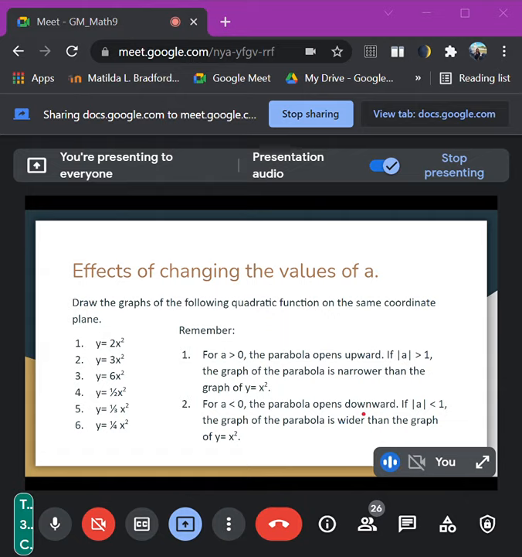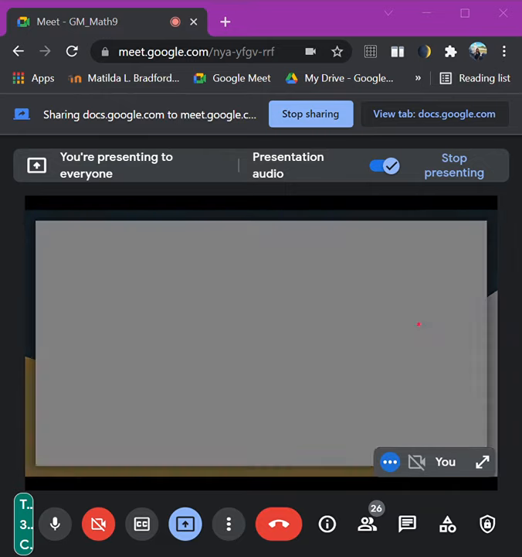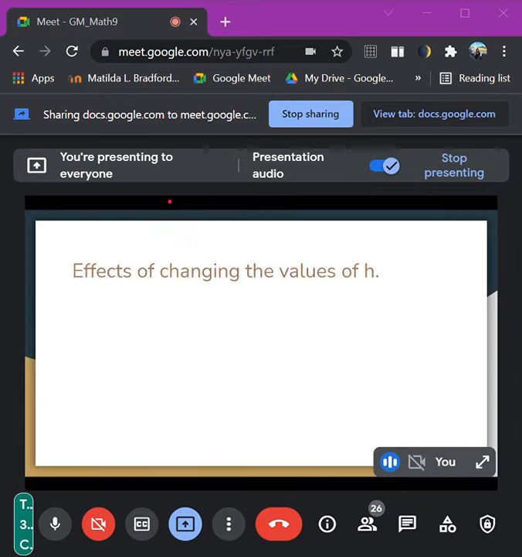So far, do you have any questions for our effects of changing of values of A? None, Ra? Okay, very good. Now, next time is we're going to have the effects of changing the values of H. So, sa H na punta sa atong standard or vertex form.